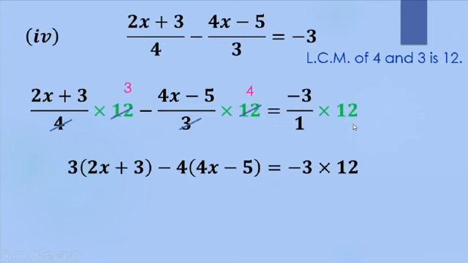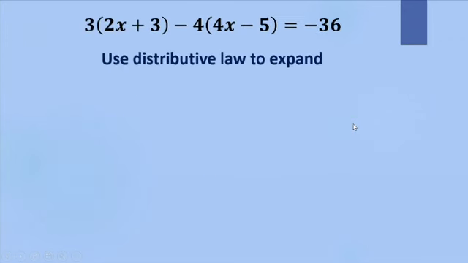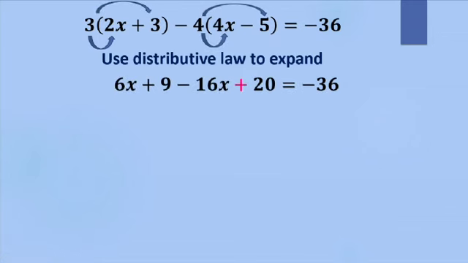12. So simplifying, by using the distributive law, I will get 6x plus 9 minus 16x plus 20. So again, you have to be careful with a minus times minus, equal to minus 36. Now simplifying, adding the like terms, I get minus 10x plus 29 equal to minus 36.